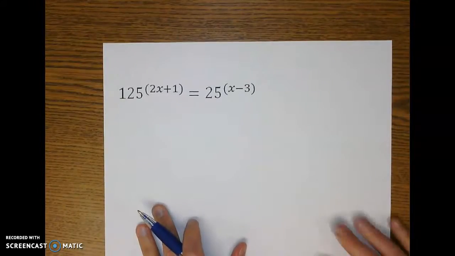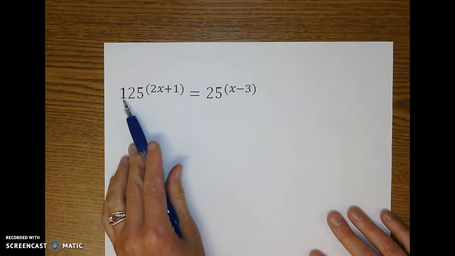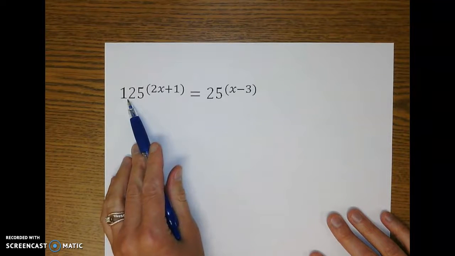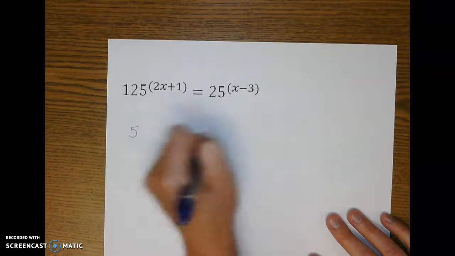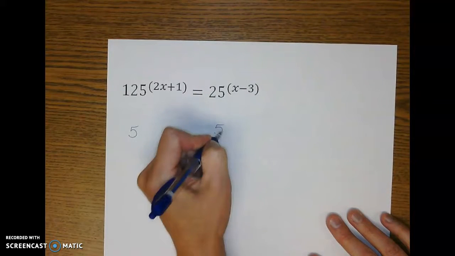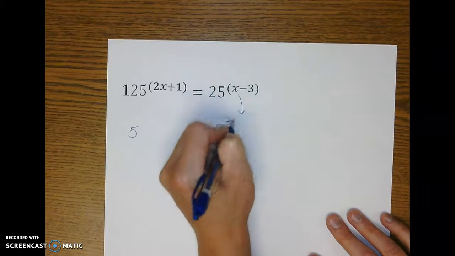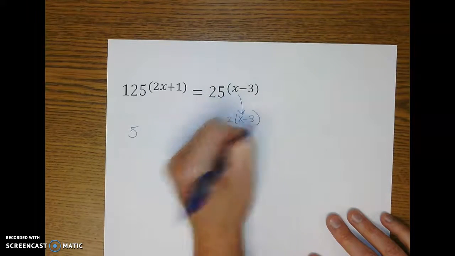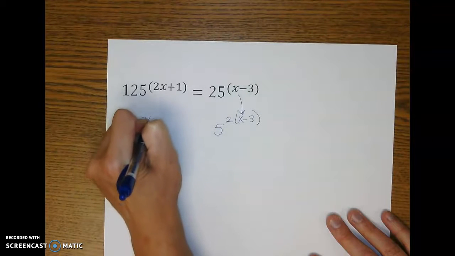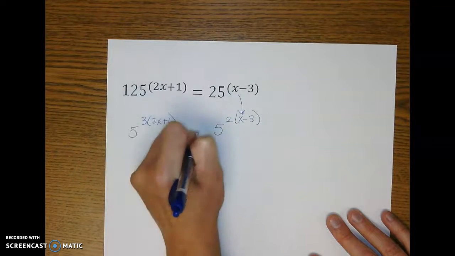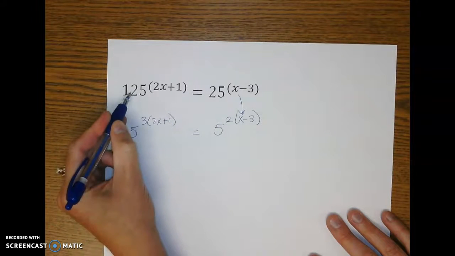Okay, last one for today. This time I cannot write this as 25 to the something, but I can find a smaller number that goes into both of these, and that is 5. 5 squared is 25. So I'm going to put the squared there, and then this piece is going to come down and stay in parentheses. Same thing is going to happen over here. 5 to the 3rd power. 5 times 5 is 25, and 5 25s is 125.